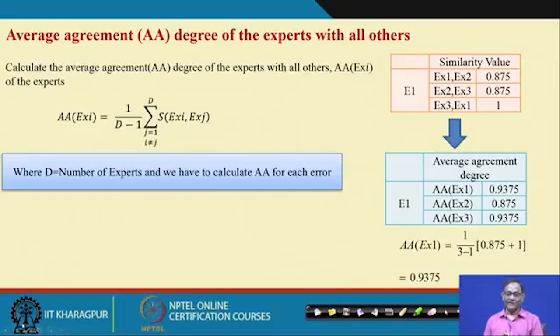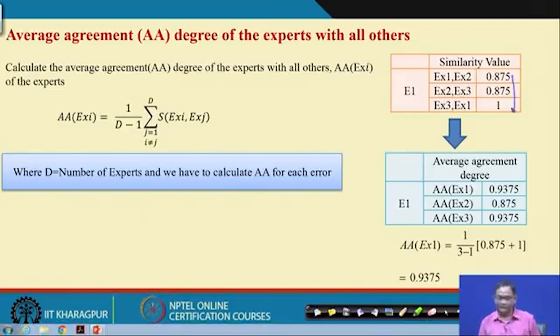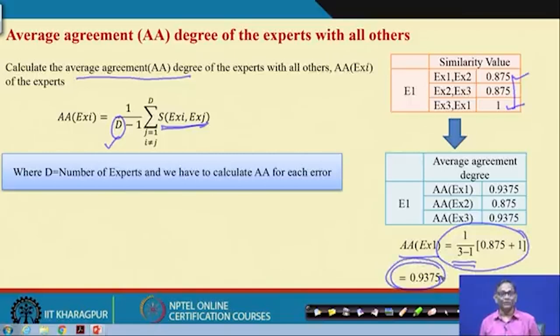Then you find out the average agreement degree of the expert with all others. So, what you got? You got the similarity value, use this formula, then find out the average agreement degree. Okay. So, the average agreement of expert 1 with other experts. So, what is required to be used? How many experts are there? 3. So, 1 by d minus 1, 1 by 3 minus 1. Then this is the similarity value between expert 1, expert 2 and expert 1, expert 3. Expert 1, expert 1 is not required, and expert 2, expert 3 also not required, because we are interested to find out the average agreement for expert 1. So, as a result, you will be considering 0.875 and 1, and using this formula you are getting the average agreement for expert 1. Similarly, for expert 2, similarly for expert 3, and this is the calculation.